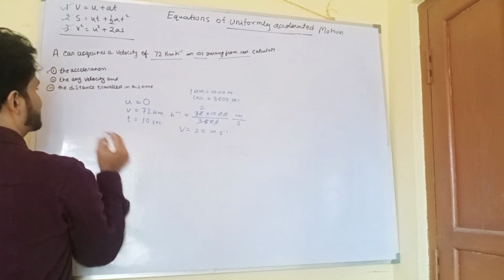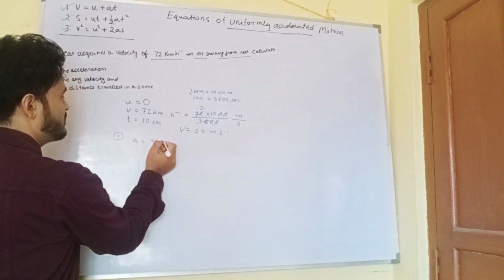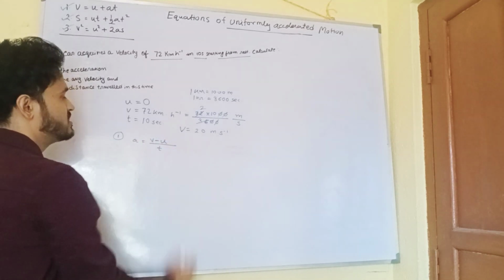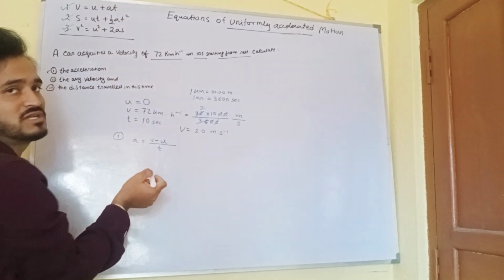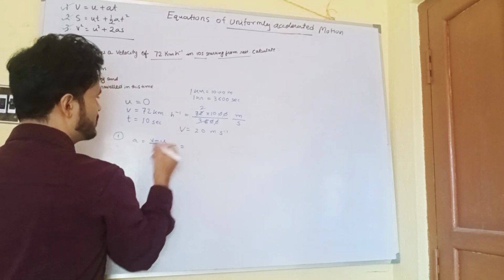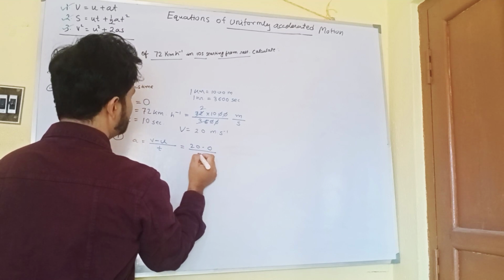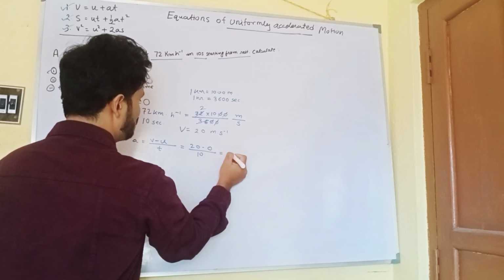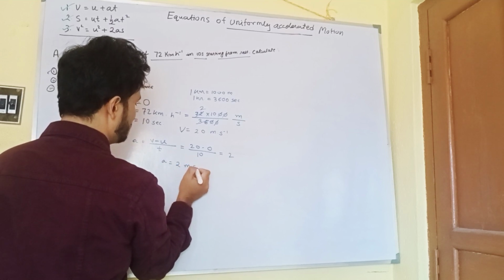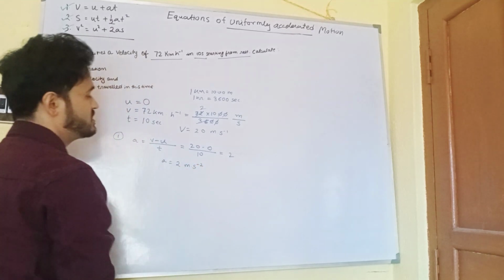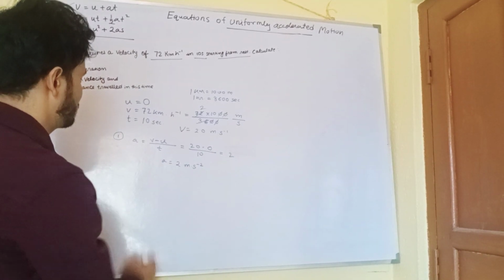We have to calculate the acceleration. Acceleration is equal to V minus U, the change in velocity, by time. Also from the equation V equal to U plus AT, we can get this. Putting the values, 20 minus 0 by t, 10 seconds, gives 2. So A is equal to 2 meter per second squared. This is our first problem.